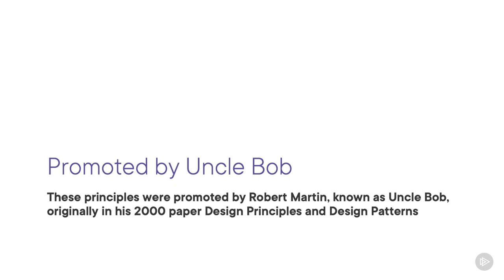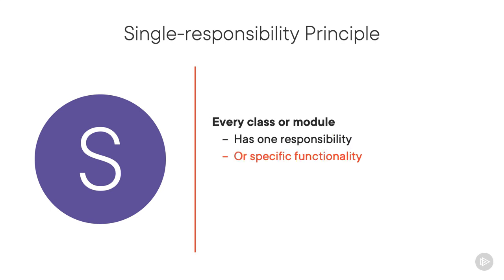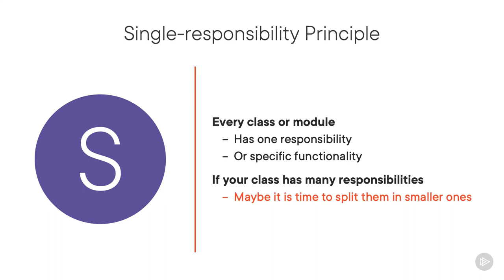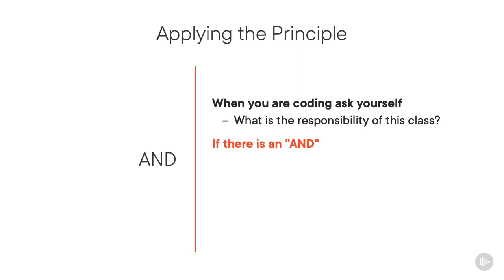Let me show you what each one of these are for, starting with the Single Responsibility Principle, which states that every class or module has one responsibility or one specific functionality. If your class has many responsibilities, maybe it is time to split it in smaller ones. To do this, always, when you're coding, ask yourself, what is the responsibility of the class that you're working on? If there is an AND, then it is required to break it up.